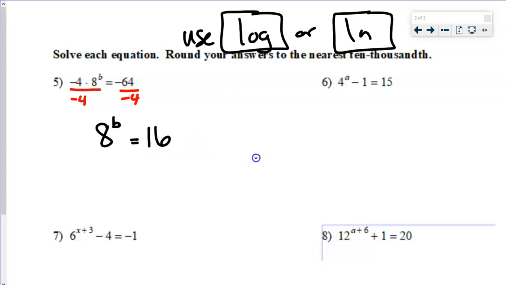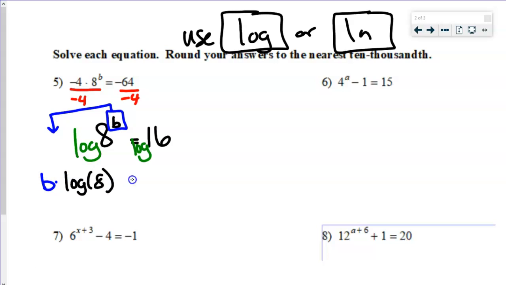In hindsight, I think we could probably do some base work here, but let's pretend we didn't notice that. I'm going to apply a logarithm, and because the base here is 8, natural log or common log, neither one makes a difference. You guys seem to like the common log better, even though I like the natural log better. We apply the logarithm to both sides of the equation because now the exponent can come down in front. It says b times the common log of 8 equals the common log of 16.